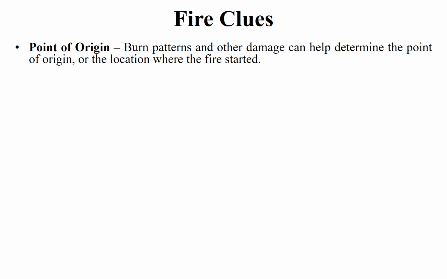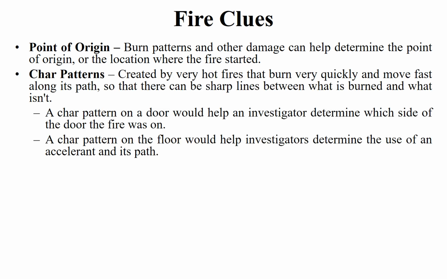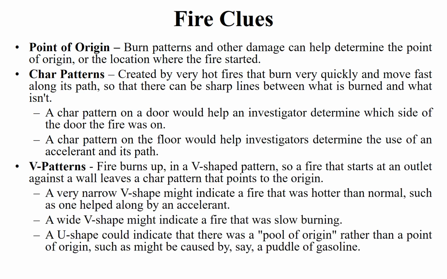Let's look at some fire clues. Point of origin. Burn patterns and other damage can help us determine the point of origin, or the location where a fire started. We could look at things such as char patterns. These are created by very hot fires that burn very quickly and move fast along the path. So these result in sharp lines between what is burned and what isn't. A char pattern on a door would help an investigator determine which side of the door a fire was on. A char pattern on the floor would help them determine the use of an accelerant on its path.